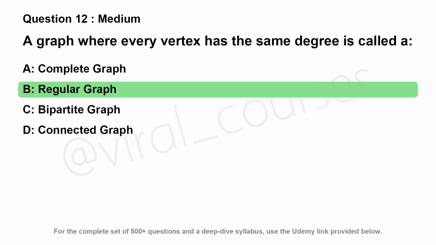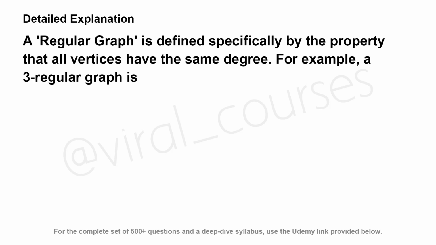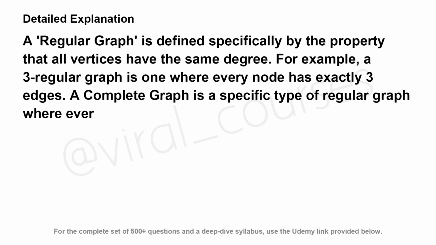The correct answer is B. A regular graph is defined specifically by the property that all vertices have the same degree. For example, a 3-regular graph is one where every node has exactly 3 edges. A complete graph is a specific type of regular graph where every node has degree $n-1$.